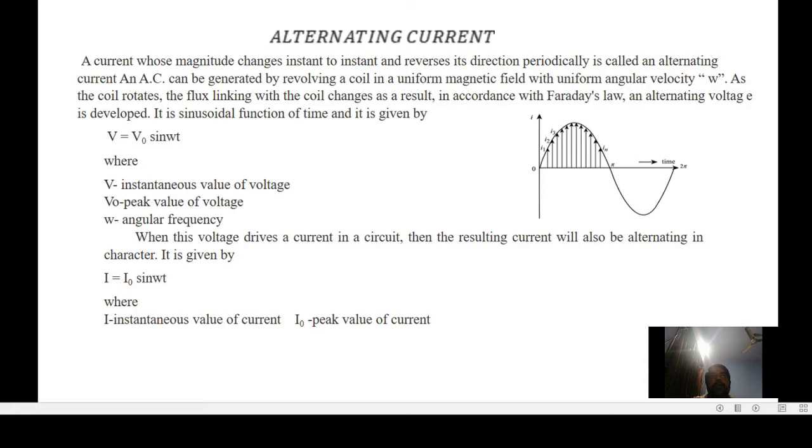Today I am going to deliver a lecture on alternating current. In our day-to-day life, we use many electrical devices like TV, radio, fridge, induction stove, etc. Here we use alternating current to operate those electrical devices.